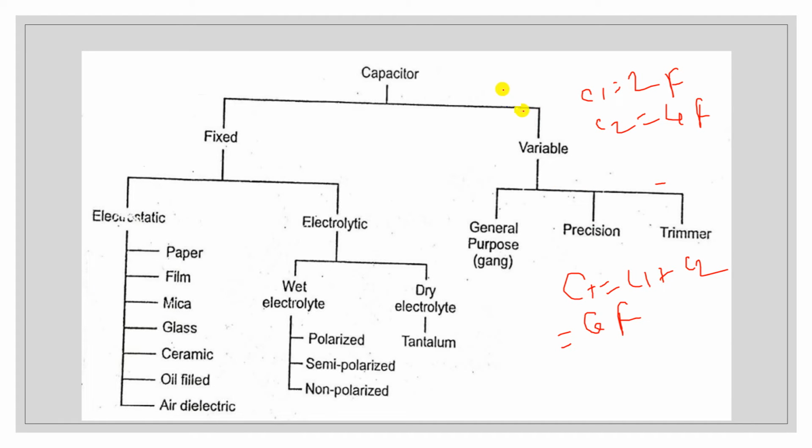In case both are connected in series, that means first one capacitor, second one capacitor. Okay, so what is the effective capacitance between them? The CT is equal to what? C1 times C2 divided by C1 plus C2.